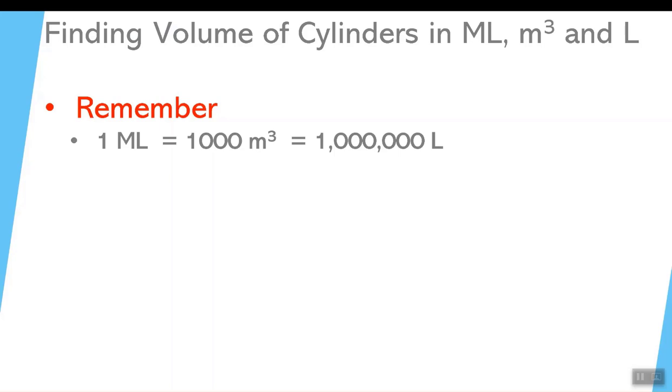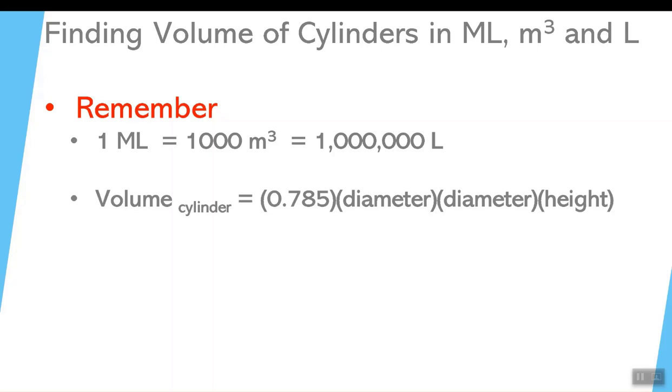Well, the first thing is 1 megaliter. If you're going to convert megaliters to cubic meters, you have to multiply by 1,000. If you're going to convert cubic meters to liters, you multiply by 1,000. If you're going to go megaliters to liters, 1,000 times 1,000 gets you 1,000,000.